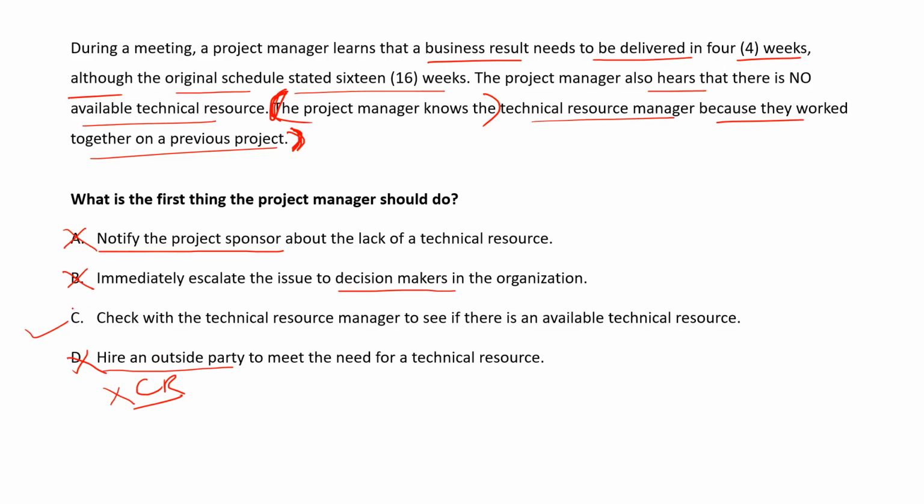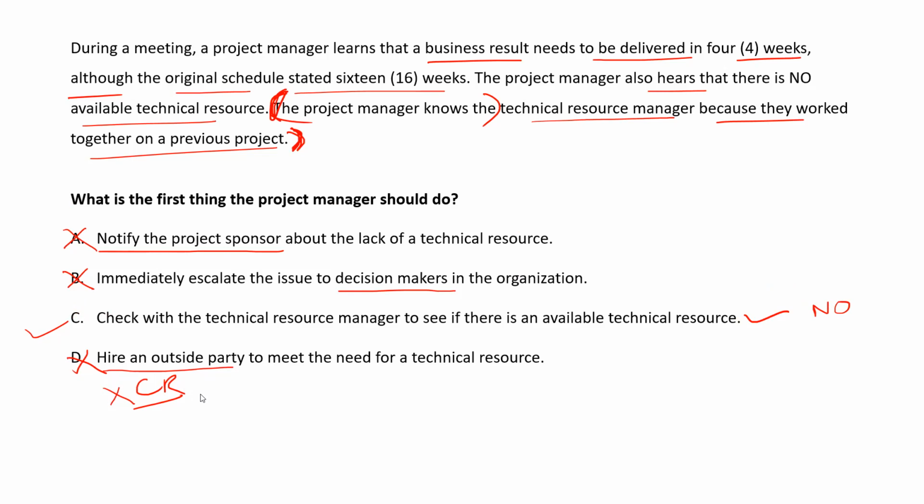If you do C, then what can you do? Okay, now let's manipulate the question. You have done C and his answer is no. What will you do now? Anyone? If you have done C, option B or C or D? B, B, B. Escalate the issue to the decision maker.